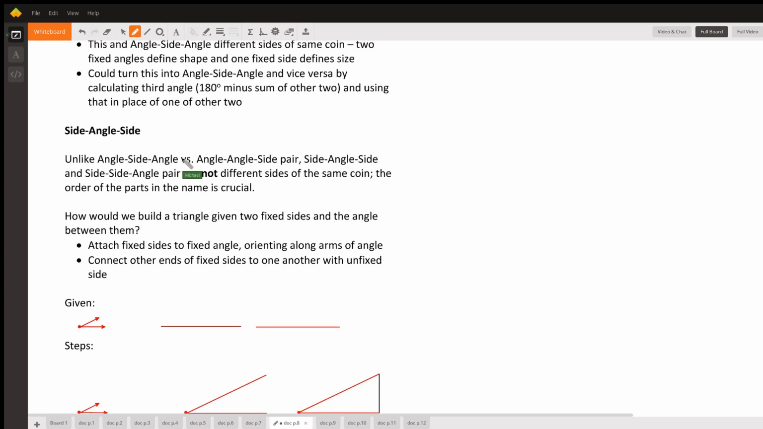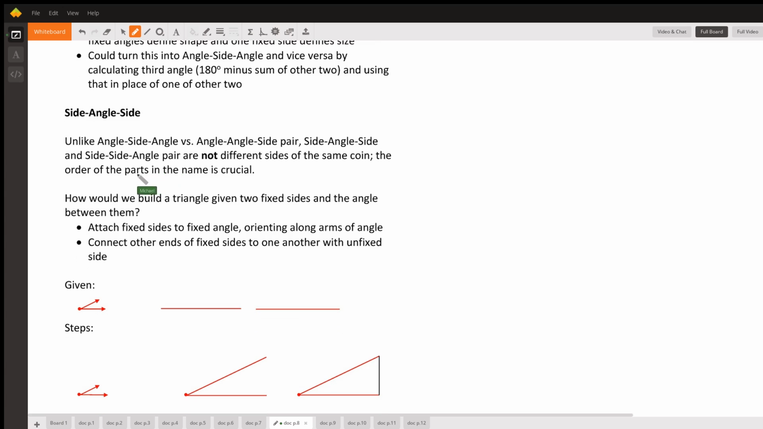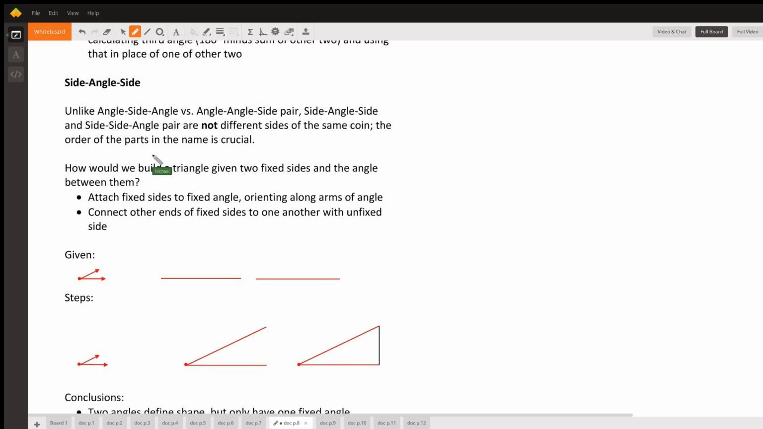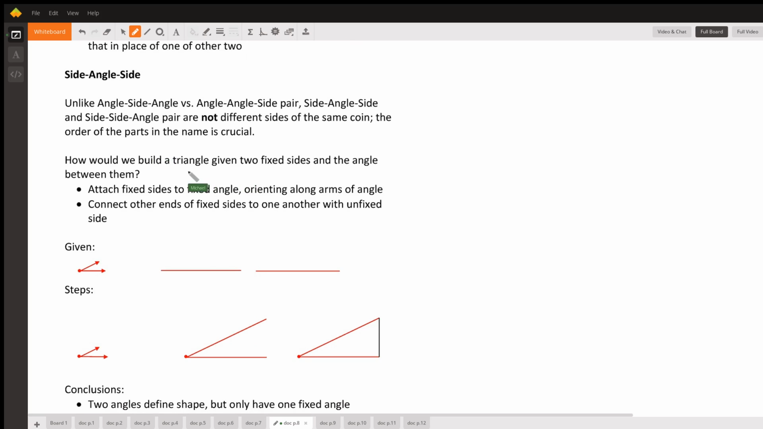Now we also have side angle side and side side angle, and this is quite different from that situation. These are quite different, and you really need to keep track of the order of the parts in the name. Is the angle between the sides, or is it only at the end? So how would we build a triangle given two fixed sides and the angle between them?